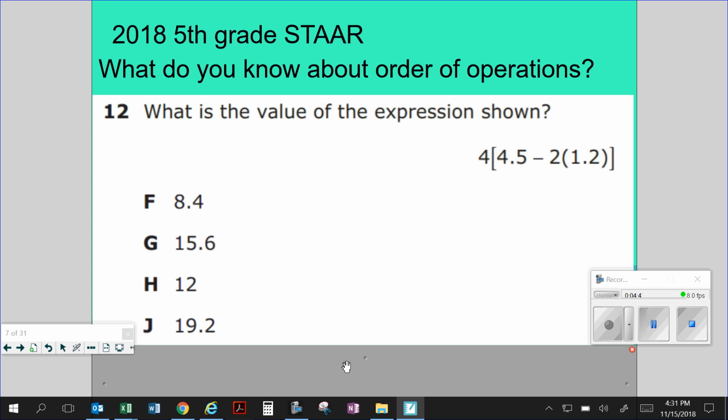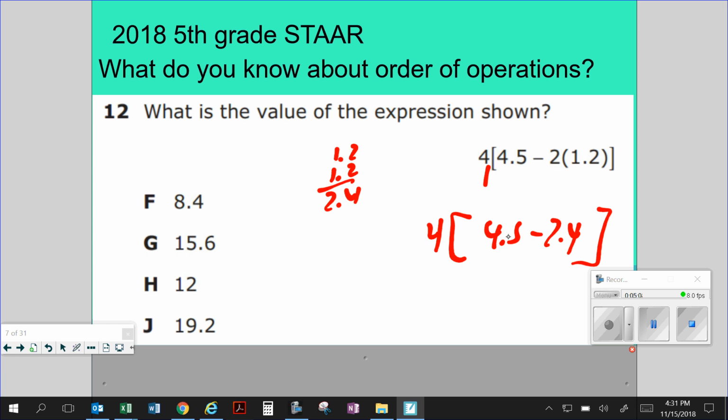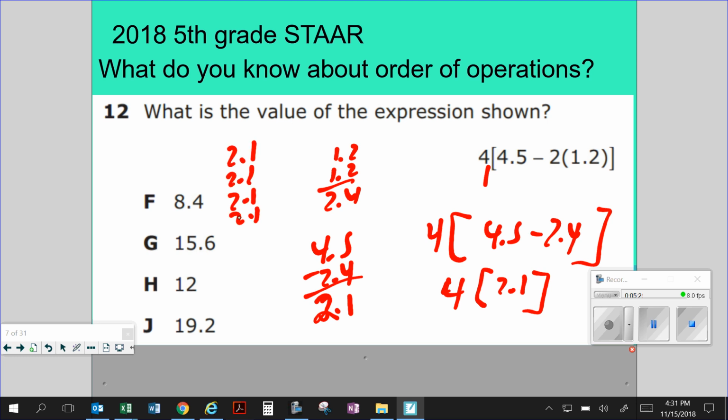Well, let's see this. First of all, it's four groups of 4.5 minus two groups of 1.2. So we need to do inside the grouping symbol first. What is two groups of 1.2? That'll be 2.4. So 4 groups of 4.5 minus 2.4. What is 4 and 5 tenths minus 2 and 4 tenths? It is 2 and 1 tenth. So 4 groups of 2 and 1 tenth. What is 4 groups of 2 and 1 tenth? It is 8.4. It is letter F.